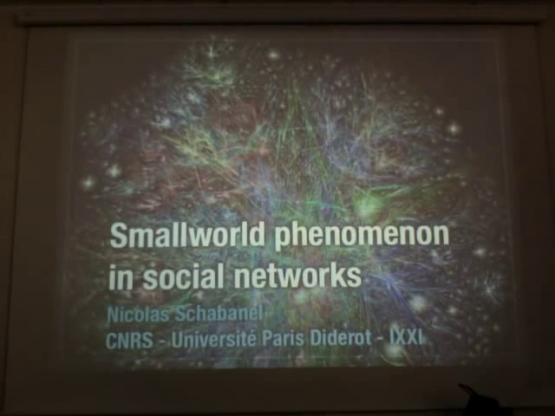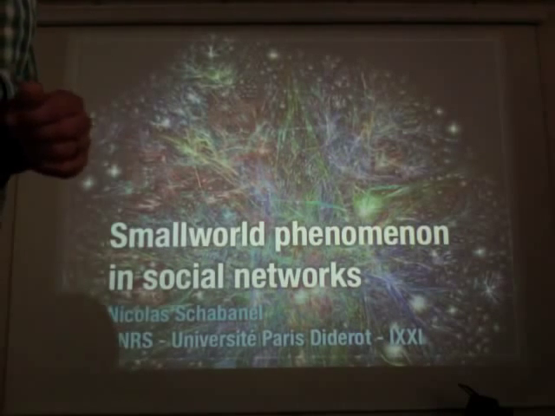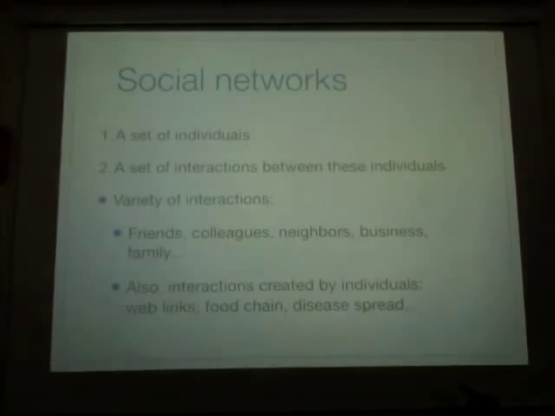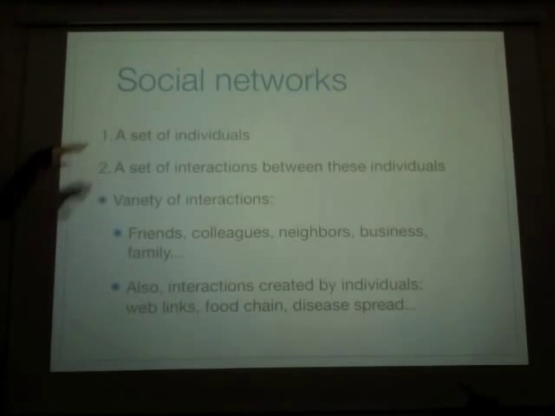So let's start with the small world phenomenon in social networks. So first, what do we call a social network? A social network, so you have a set of individuals, okay, and they have interactions between them. Okay, interactions can be of various kinds. It can be friends, colleagues, neighborhood, business, family, lovers, whatever.